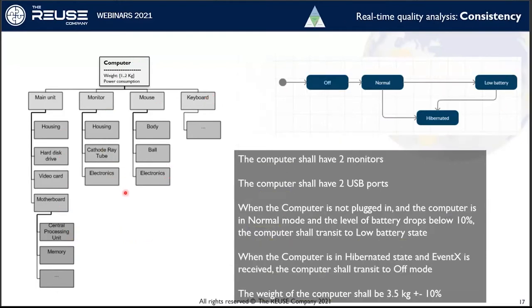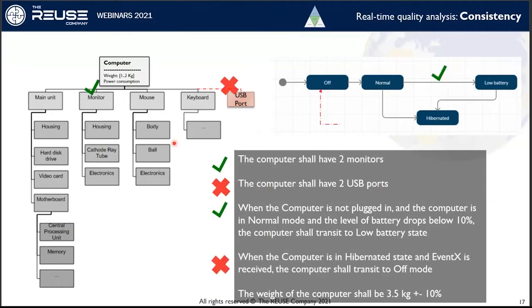The same goes for consistency. But now we can be a little bit more clever. We have the same requirements, the same models. We can check that the computer is fine, but we can also see that this requirement, "The computer shall have two USB ports," isn't consistent with the model because the model doesn't mention anything about a USB port.